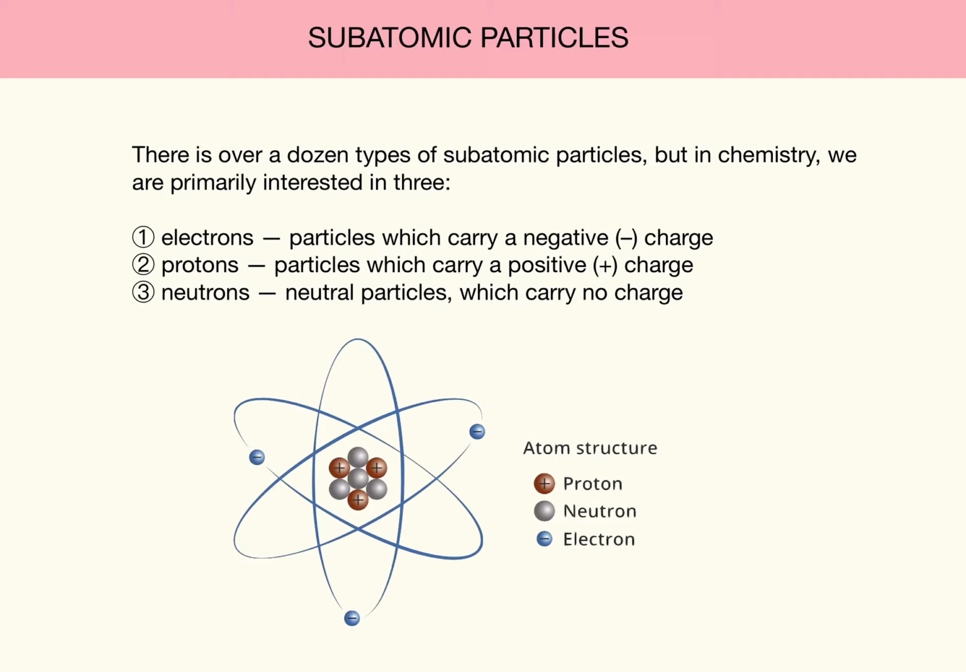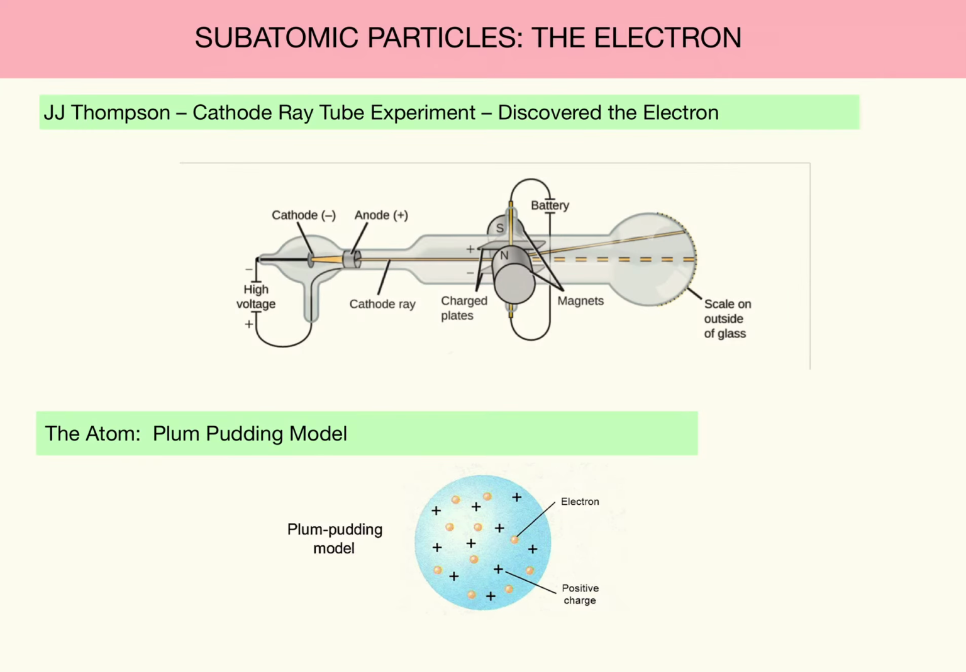Let's learn more about each of these subatomic particles by considering the manner in which they were discovered. A man named J.J. Thomson is credited with discovering the electron, and he did that using what is known as the cathode ray tube experiment. What one has is a very negative pole and a very positive pole, and when a high voltage connects those, what was found was that negative particles travelled from the negative to the positive plate.